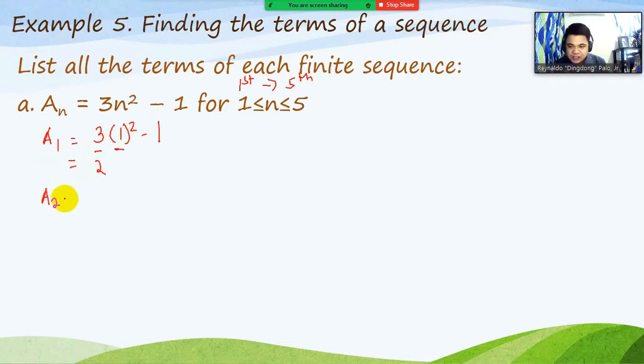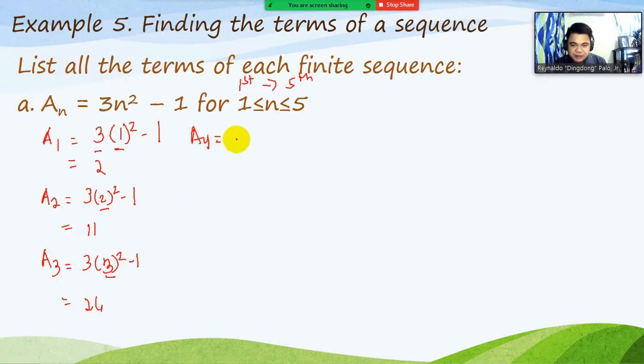How about a sub 2? Now change all n to 2. So 3 times 2 squared minus 1. Simplify. 2 times 2 is 4, times 3 is 12, minus 1 is 11. That is the second term. So how about the third term? A sub 3. Change all n to 3. So 3 times 3 squared minus 1. So 3 times 3 is 9, times 3 is 27, minus 1 is 26. That is the third term.